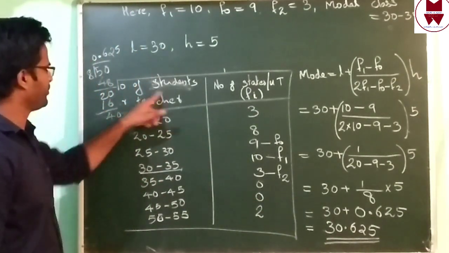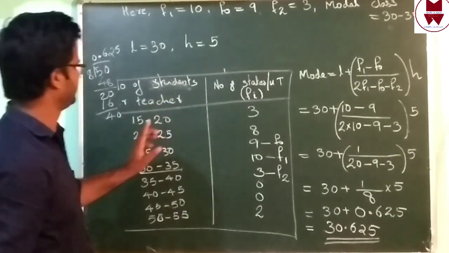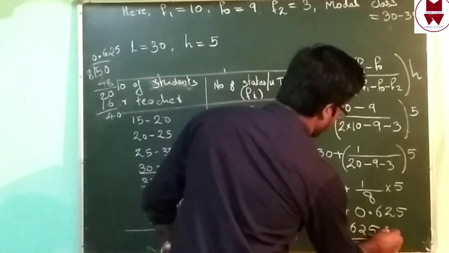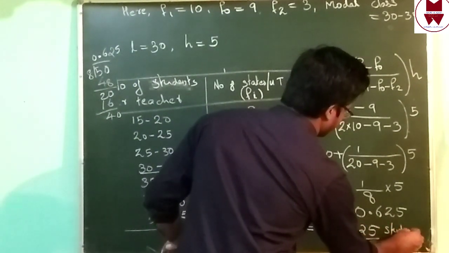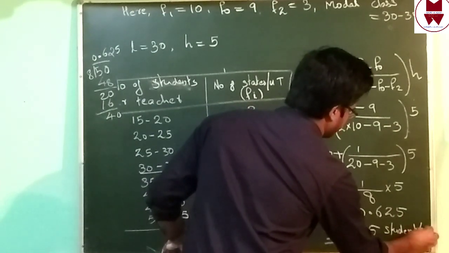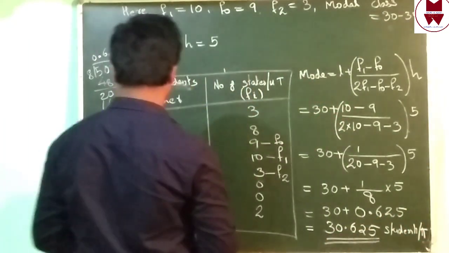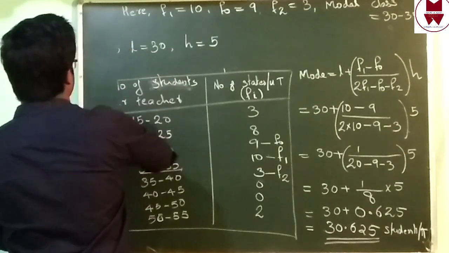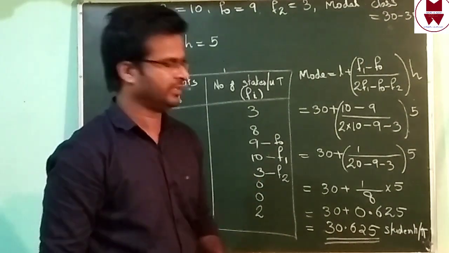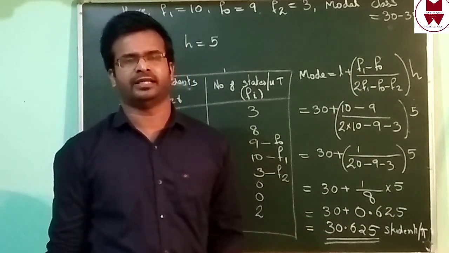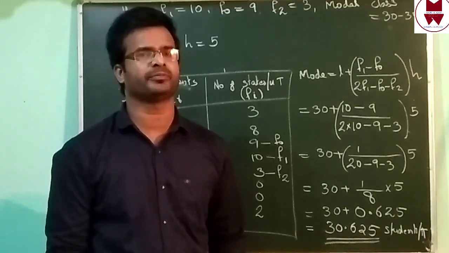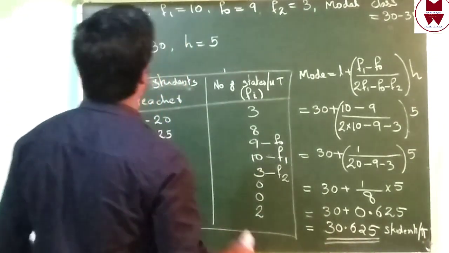Look, number of students per teacher, isn't it? That means we can write students per teacher. That will be unit. Now we got mode. Then after, what we will find out? We have to find out mean also, isn't it? Then we can find out mean now.